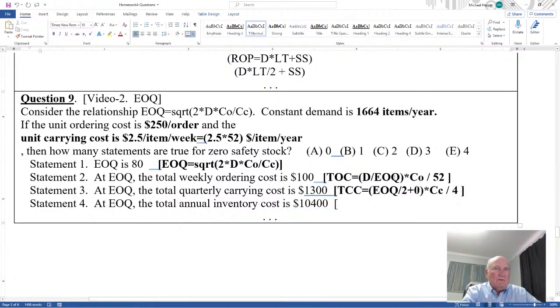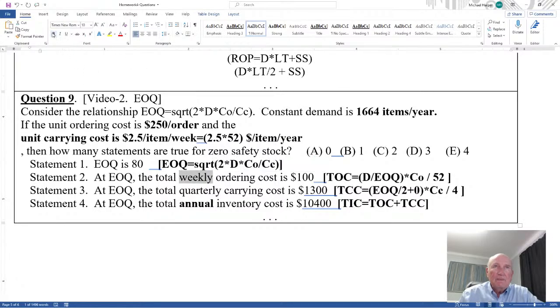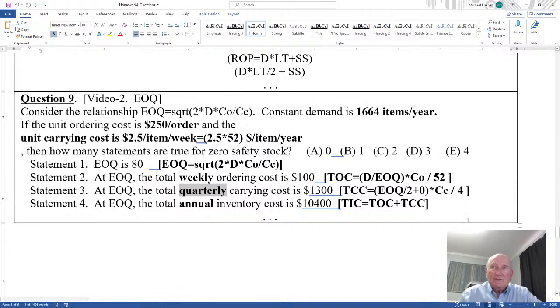And then my total inventory cost equals my total ordering cost plus my total carrying cost. And this is annual. This is weekly, and that's why that's 52. This is quarterly, and that's why I'm dividing that by 4. And this is annual, and that's why I'm just taking the first part here, the first part here, and just adding it together.